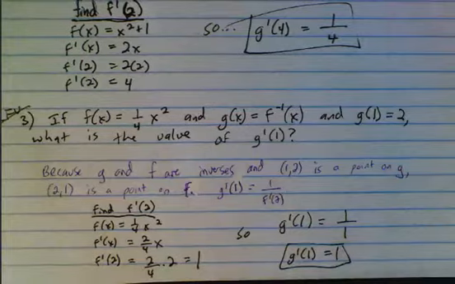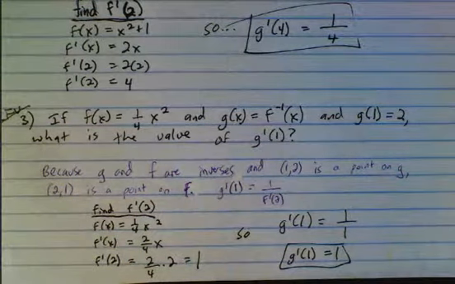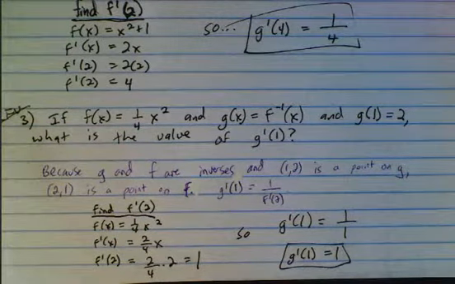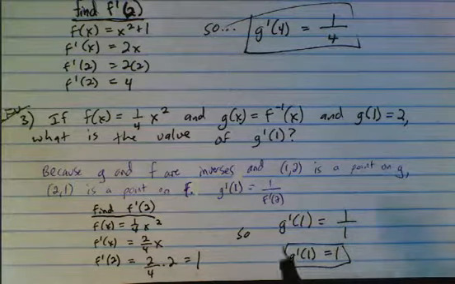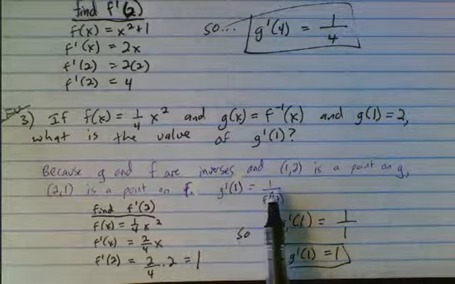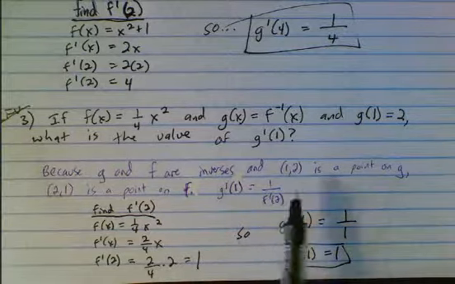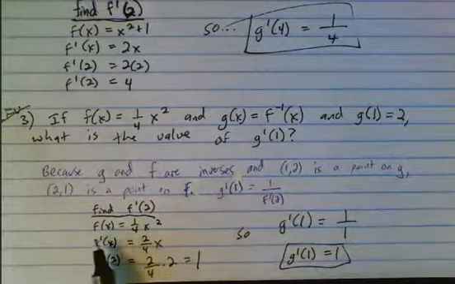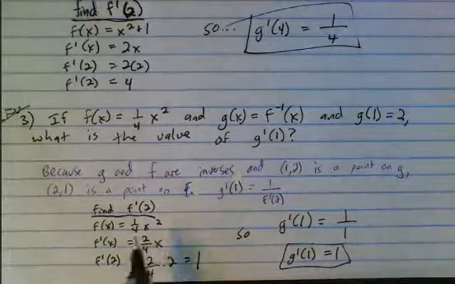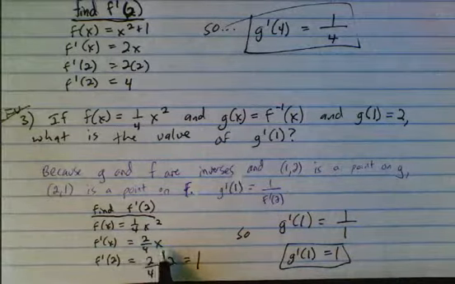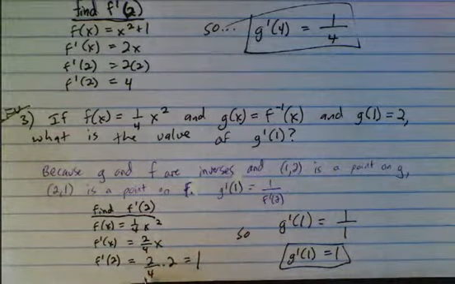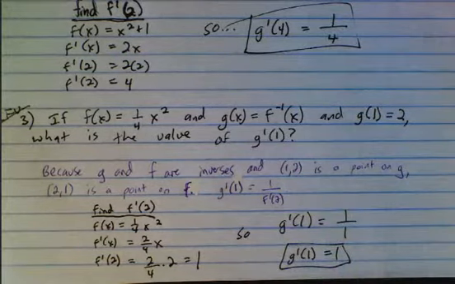Here's what I got. Because g and f are inverses, and 1, 2 is a point on g, that means 2, 1 is a point on f. So g prime of 1 is going to equal 1 over f prime of 2. We're going to find f prime of 2. So we start with this, and then we take the derivative, so that's 2/4 or 1/2 x. When we plug 2 in for x, we get 1. g prime of 1 is going to be 1 divided by that number, so 1 divided by 1. g prime of 1 equals 1. That concludes these notes.